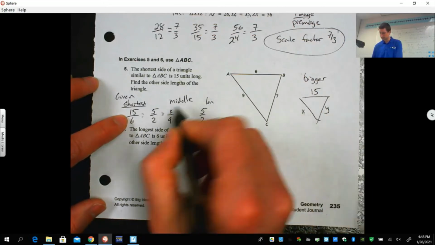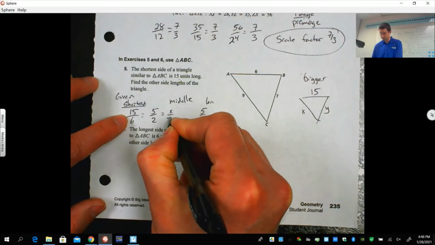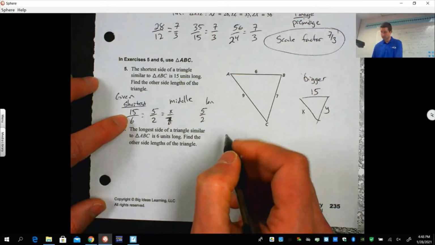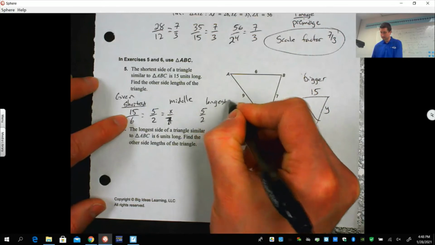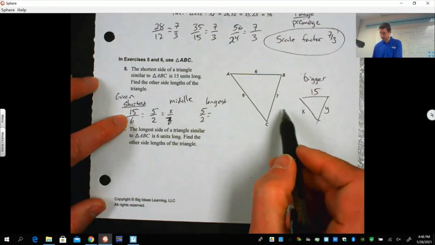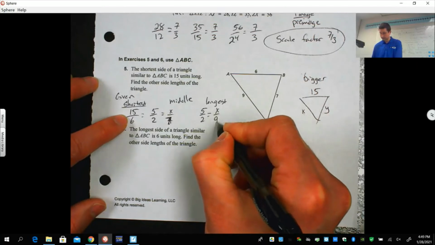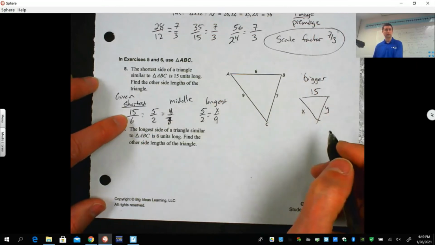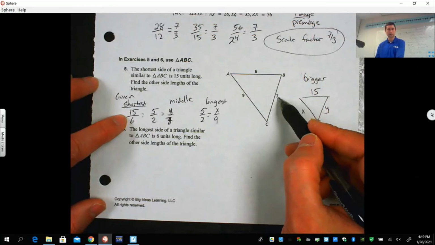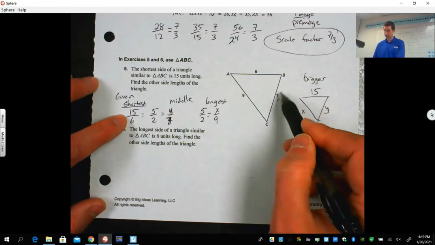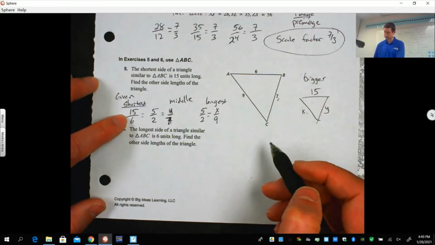Sorry, that's not the middle side. That's going to be x over 7 for the middle side. X over 7. And now for my longest side, 5 over 2 equals, this should be x over 9. This should be a y. Apologize for that. Okay, so the middle side was 7. 7's the middle side. So y over 7, x over 9 for my longest one.